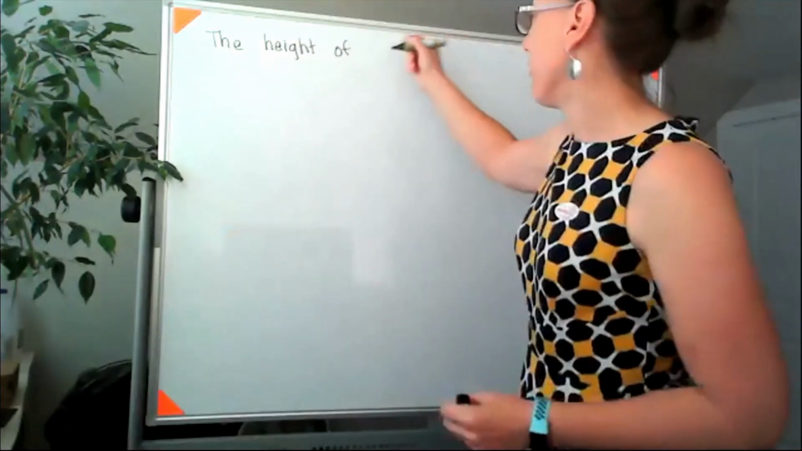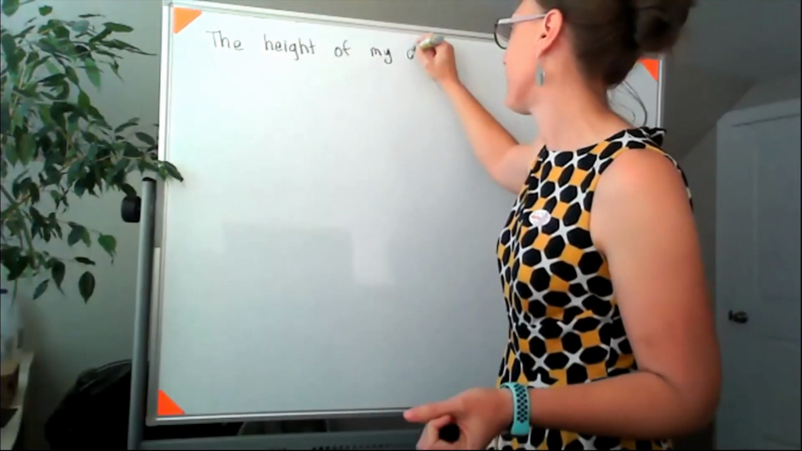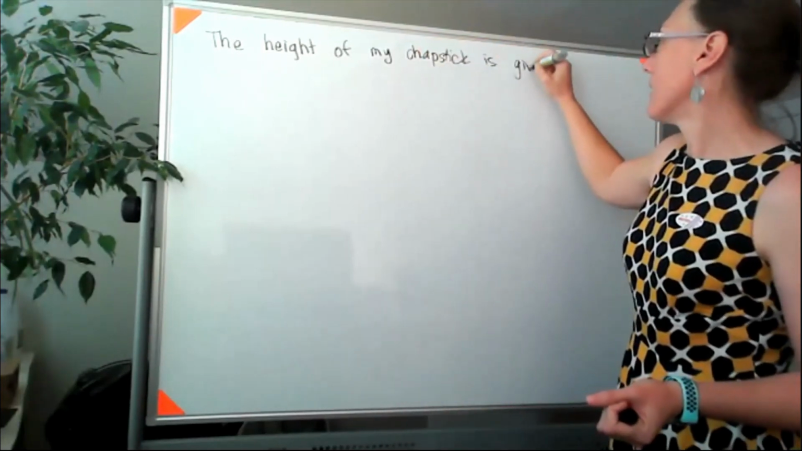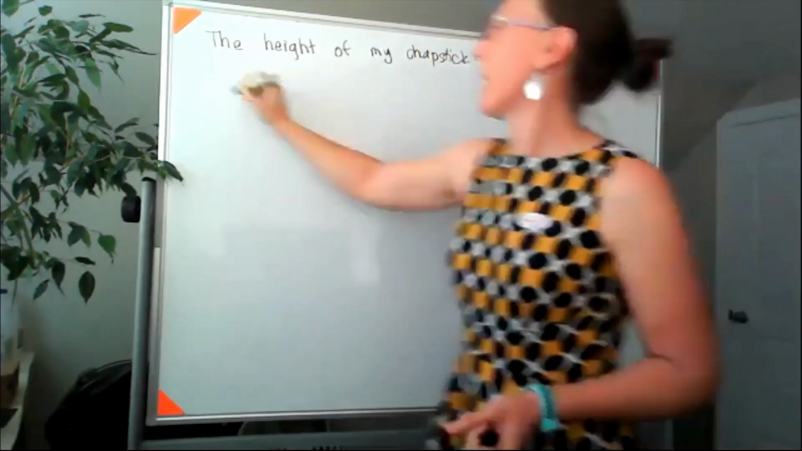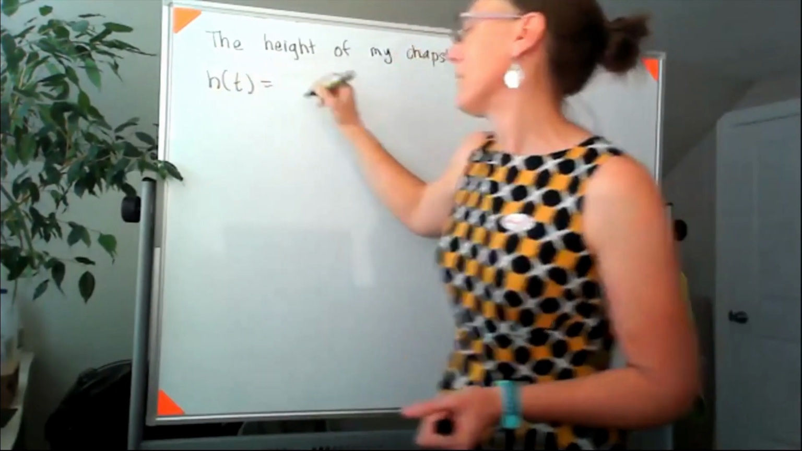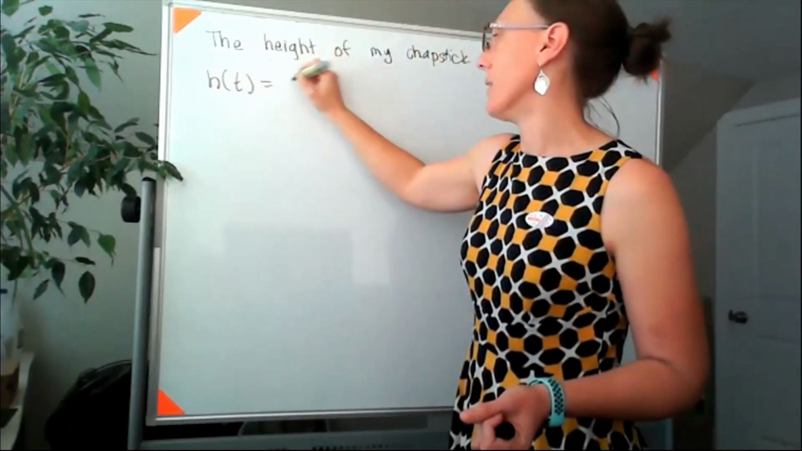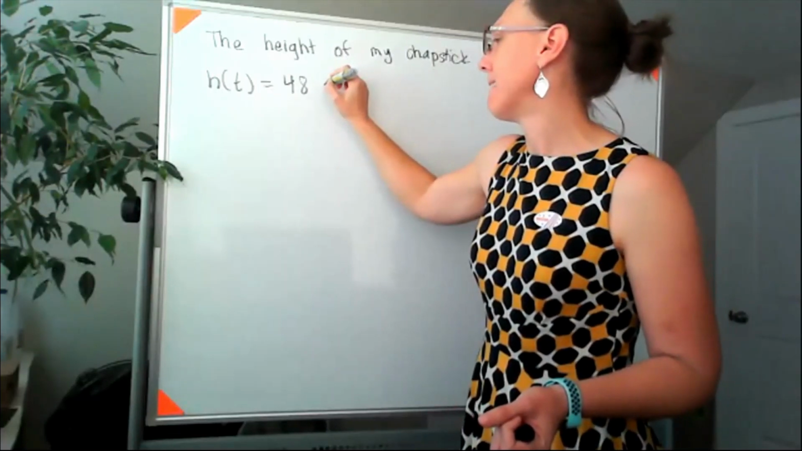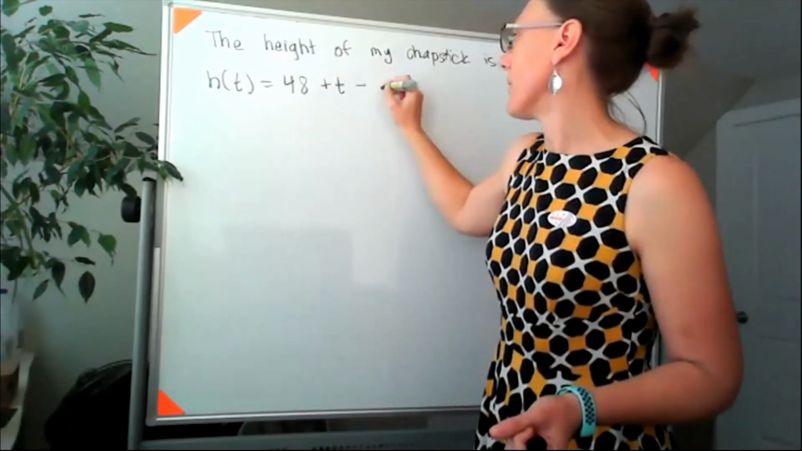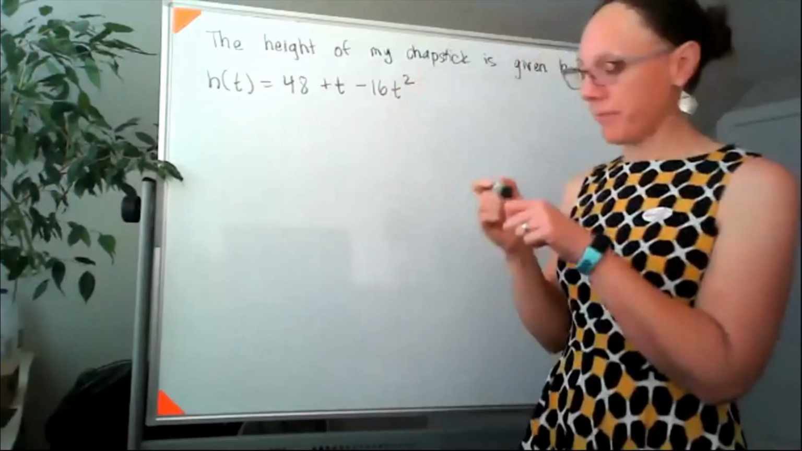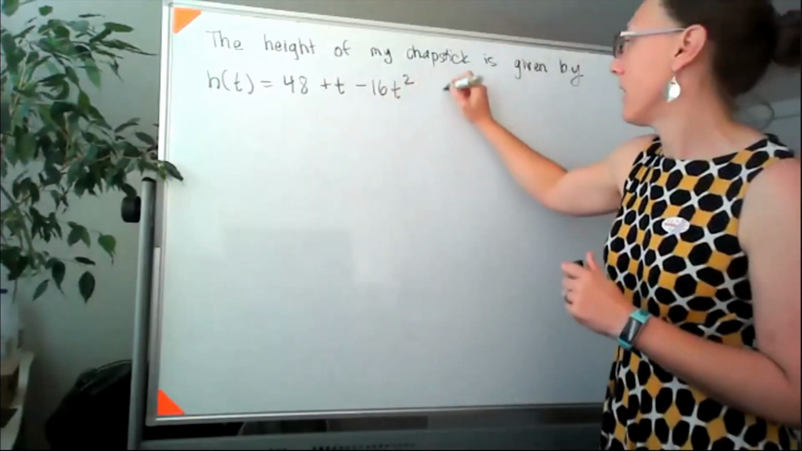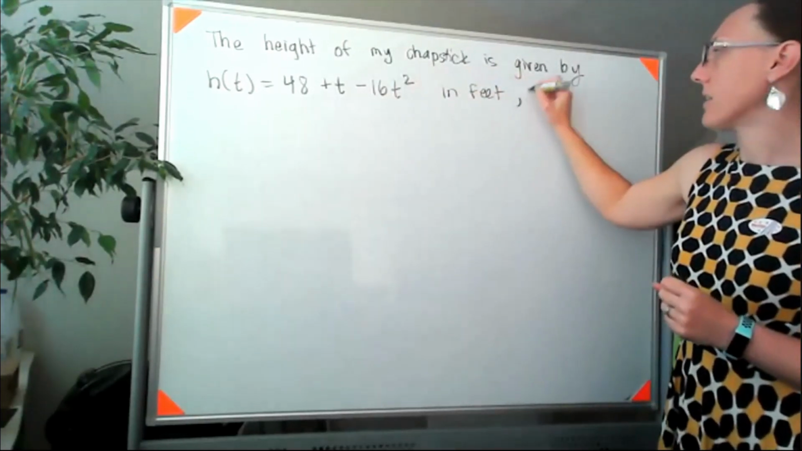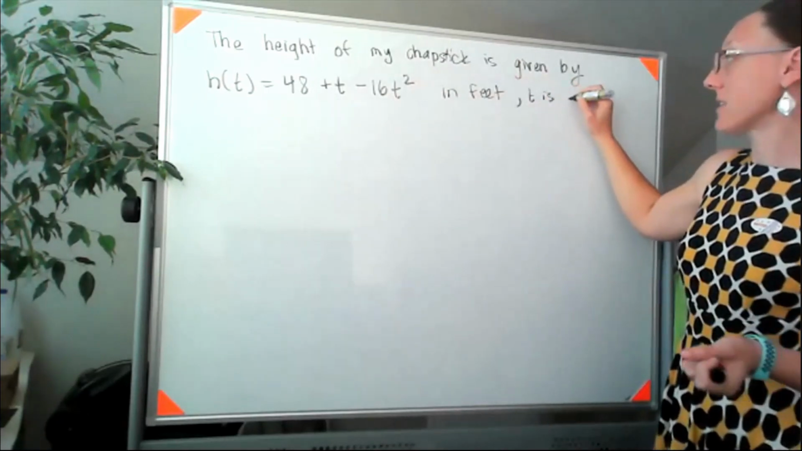So the height of my chapstick is given by, let's go with 48 plus t minus 16t squared. So there's the height of my chapstick in feet, and t is measured in seconds.